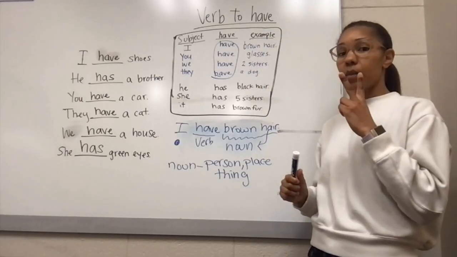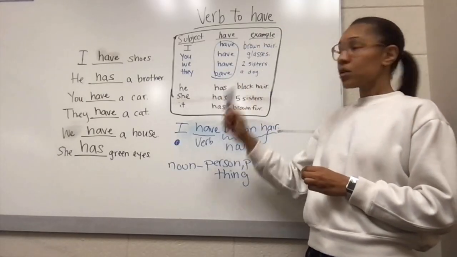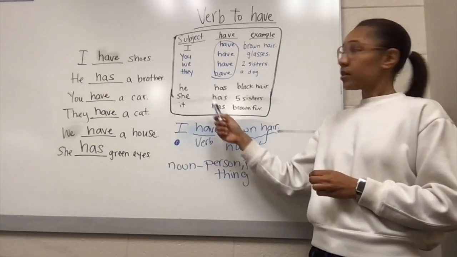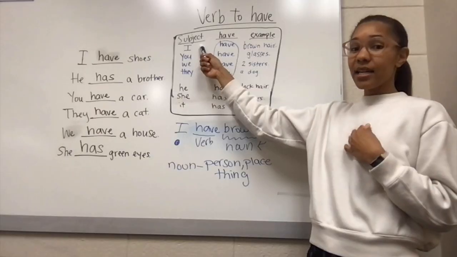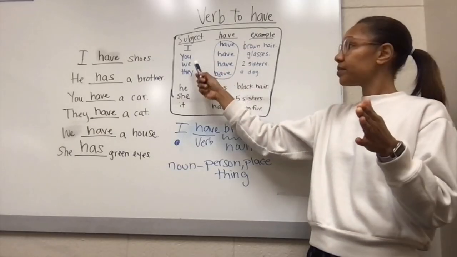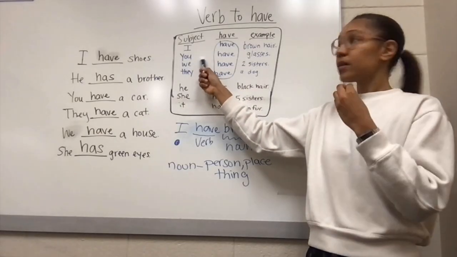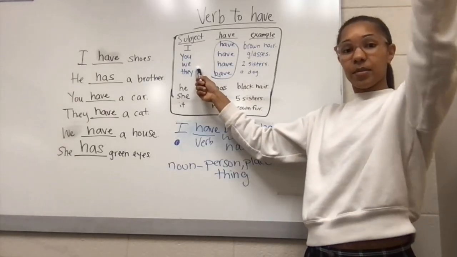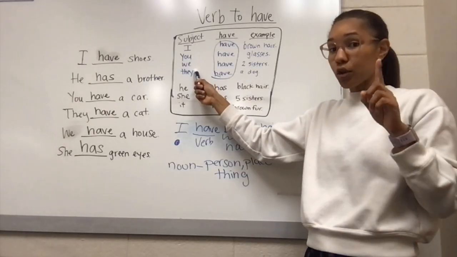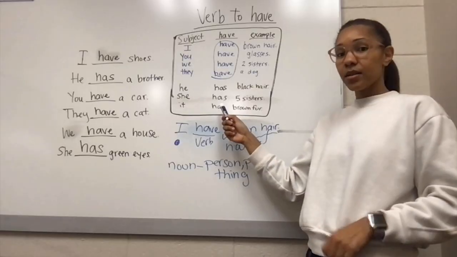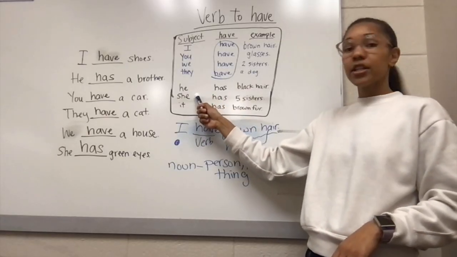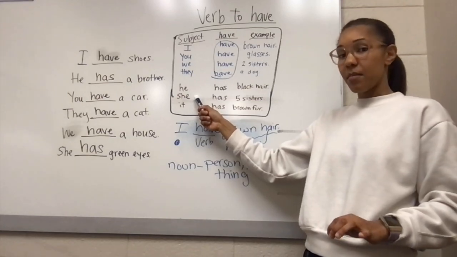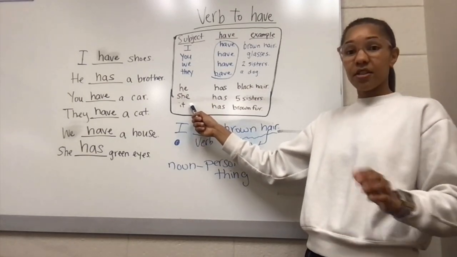So to review everything one more time, the verb to have. We have two options, have or has. We use have when the subject is I, you, we, they, some people over there, plural. We use has with he, singular male, she, singular female, and it, which is a thing.